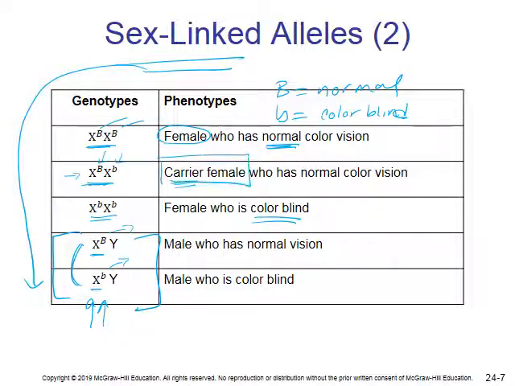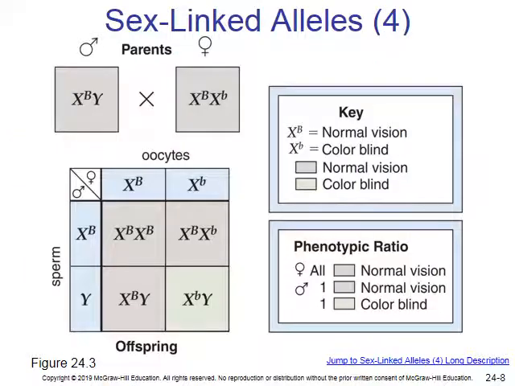You can see that this carrier has a 50-50 chance of passing that allele on to our child, right? We could go back and do that test cross and look at the Punnett squares for the possible offspring and then look at percentages. So here is a male and he has normal vision. And here is a female and she's a carrier.